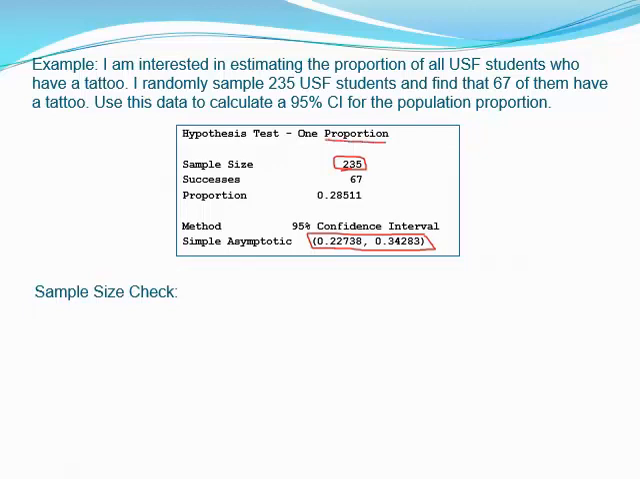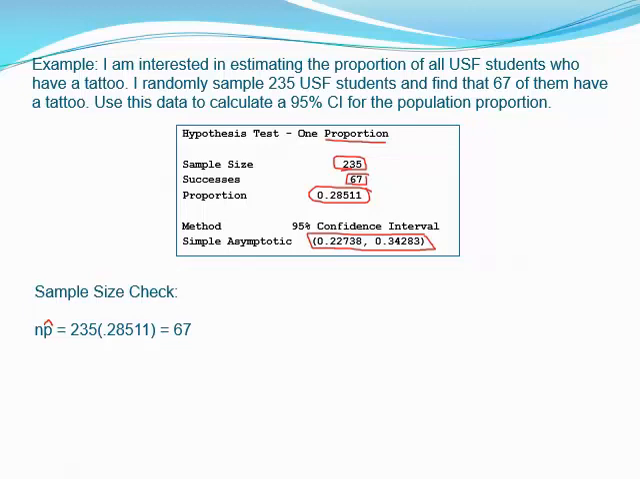When you're working with proportions, you have to check n times p. Now, what's p? Actually, p isn't the sample proportion. P is the population proportion, but we're not going to know that. We're trying to estimate that. So in these sample size checks, we use a sample proportion. We take the 235 and multiply it by the sample proportion, 0.28511, which gets me to the 67 people that said, yeah, I have a tattoo. We have to make sure that that number is at least 15, and of course it is.